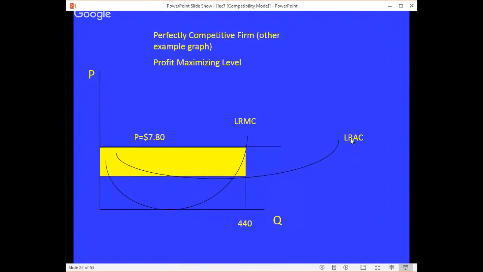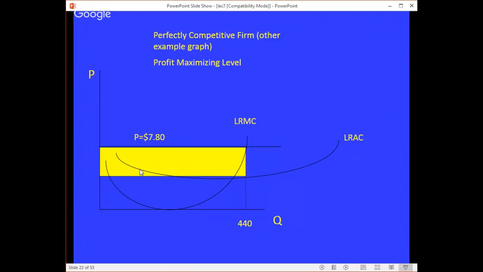This is our second example, or graph from our second example. In this case, price of $7.80, and I set that equal to, in this case, our long run marginal cost curve. And each firm produces 440.